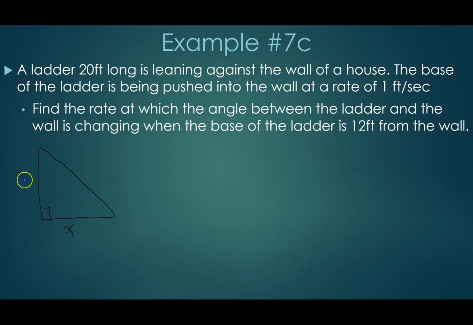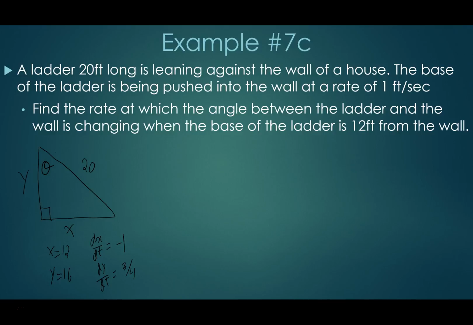So x, y, 20. We know x is 12. We know y is 16. We know dx/dt is -1. We know dy/dt is positive 3/4. We want to again find the rate at which the angle between the ladder and the wall, so this angle right here, is changing when the base is 12. So we need to find a way to relate the angle back to the x and y values.